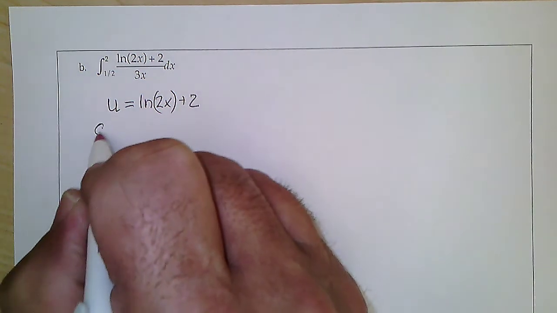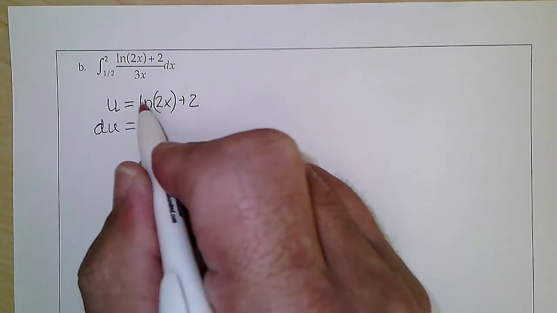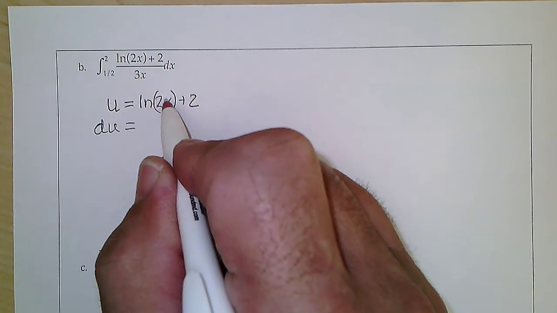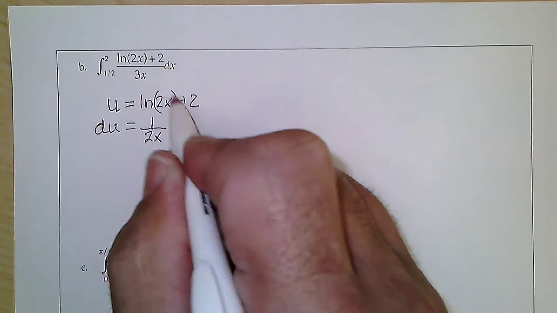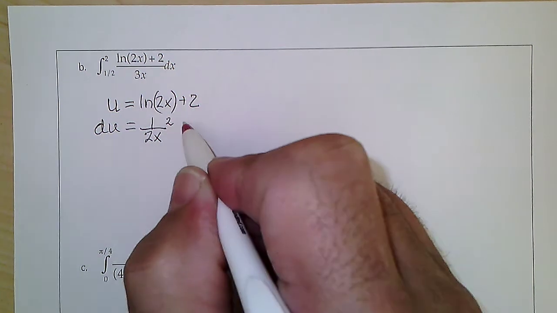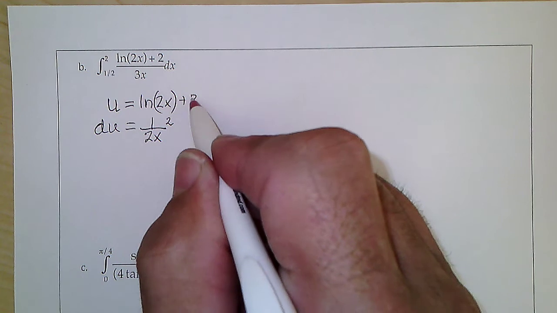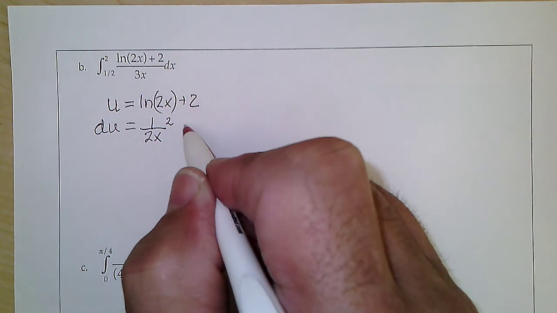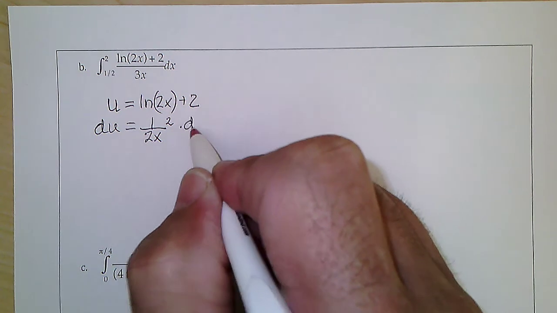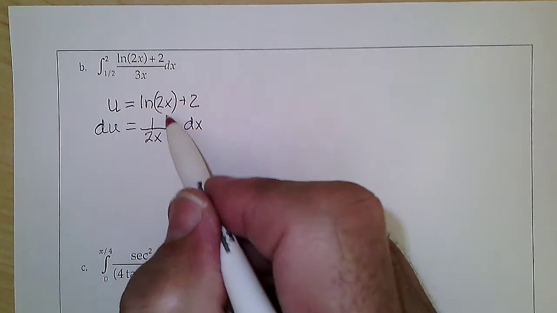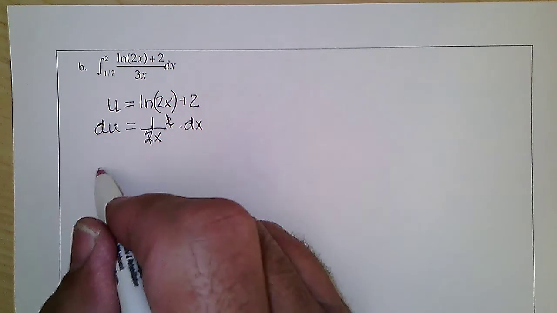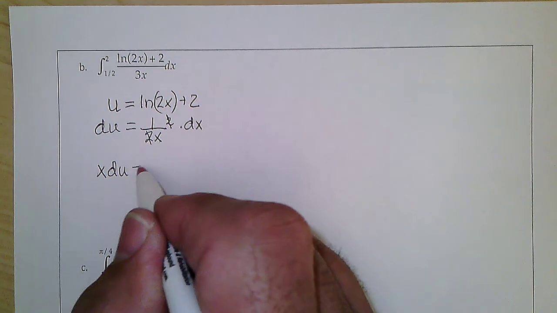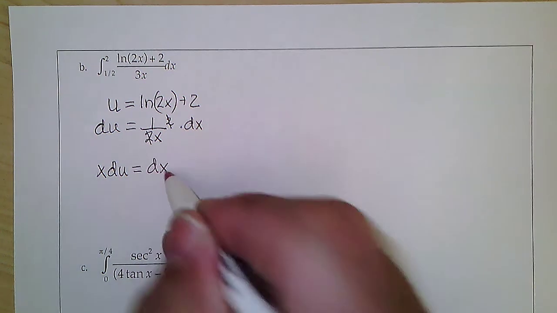And so we get du equals, the derivative of a log of something is 1 over the something times the derivative of the inside, which is 2, plus the derivative of 2, which is 0, dx. So these 2's will cancel, and I multiply both sides by x, and I get x du equals dx.